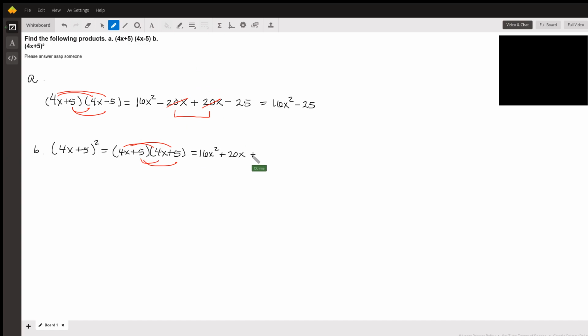So now we have a 20x plus 25, and slightly different than the previous example, these two middle terms will not cancel out, because they both have a plus sign in front of them, so they add up, and that gives me a 40x in the middle. So I have the 16x squared on the left side, I have a 40x in the middle, and I have a plus 25 on the right side, and there's really nothing else I can do there, so my answer is done.